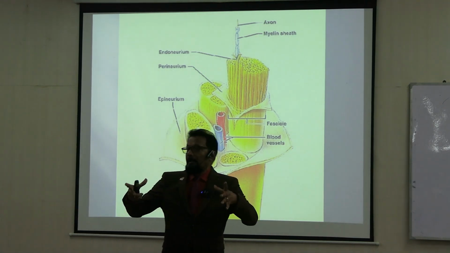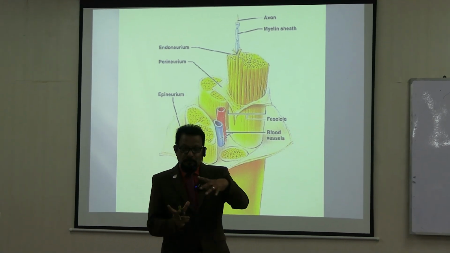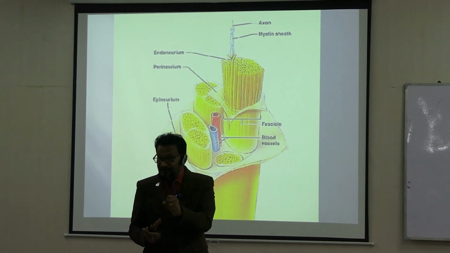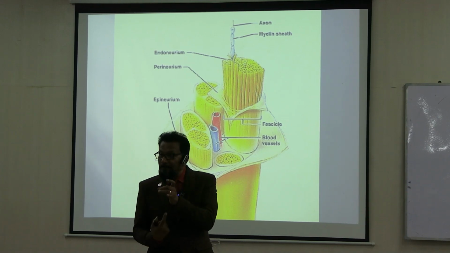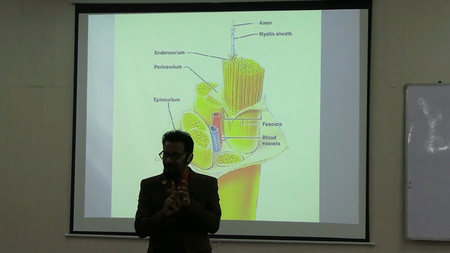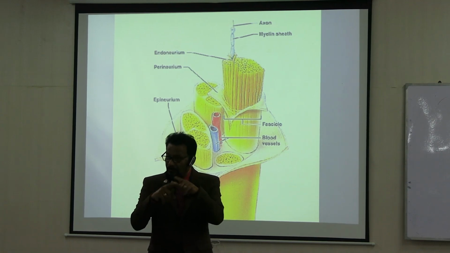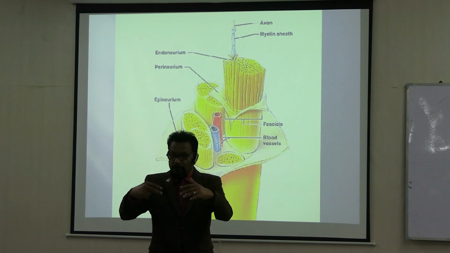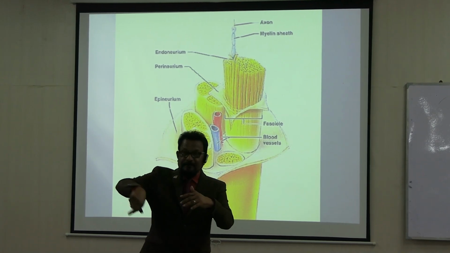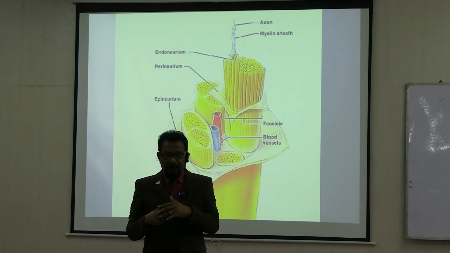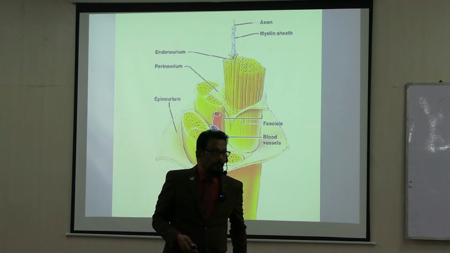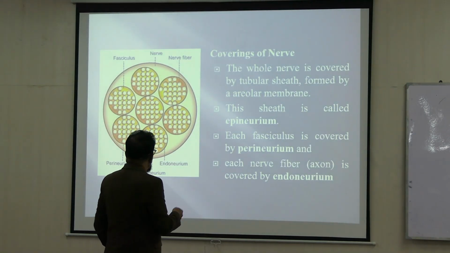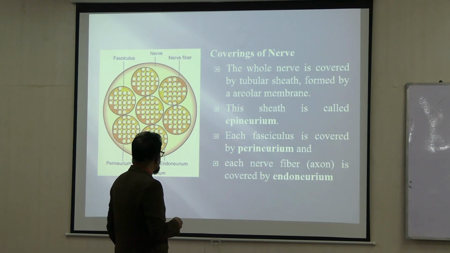So you are getting a nerve trunk. Within this trunk, what will you get? Numbers of fasciculi. And within each fasciculus, what will you get? Numbers of nerve fibers. So nerve fibers have a covering. Bundles also have a covering. And all the bundles together form the trunk, and this trunk also has a covering. Okay, so this you should understand. If you take a cross section, it will look like this.